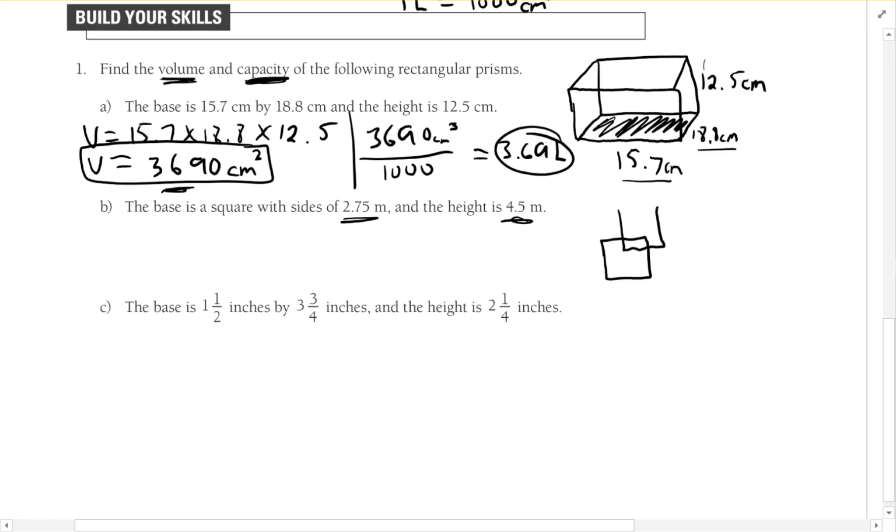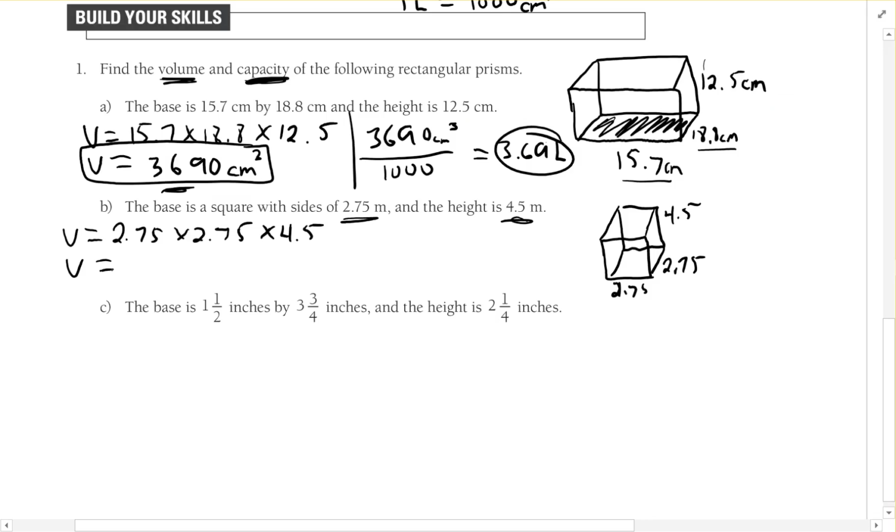So it's more like a square size. So in this case, this is 2.75, and so is this. This is also, I forgot to do that one, 2.75. And then the height of this is going to be 4.5. So I just need to multiply them all together. So V is equal to 2.75 times 2.75 times 4.5.